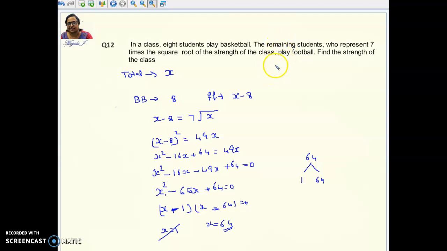You can also match this one here and check here. When you say 64, it's going to be like this: total is 64, and this 8, the balance students is nothing but 64 minus 8, which is 56, which is nothing but 7 times the root of 64. So it is matching. Therefore, this is the right answer.